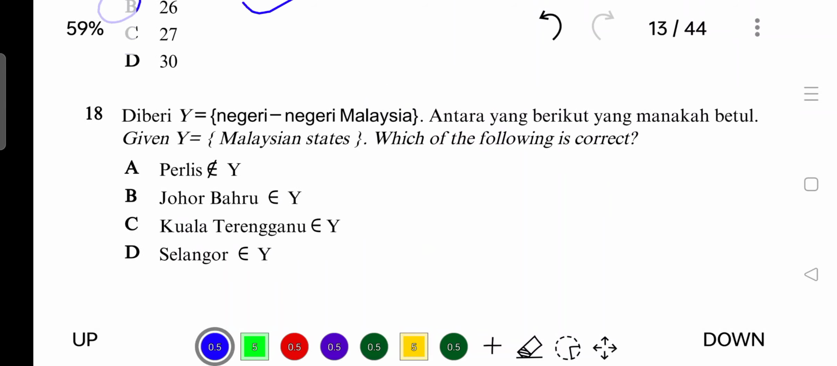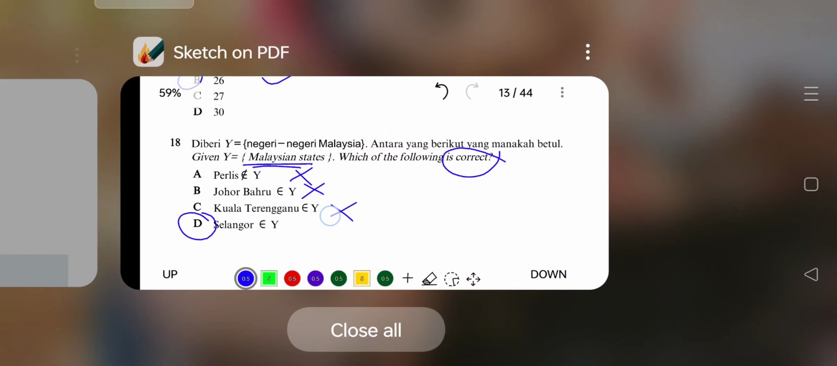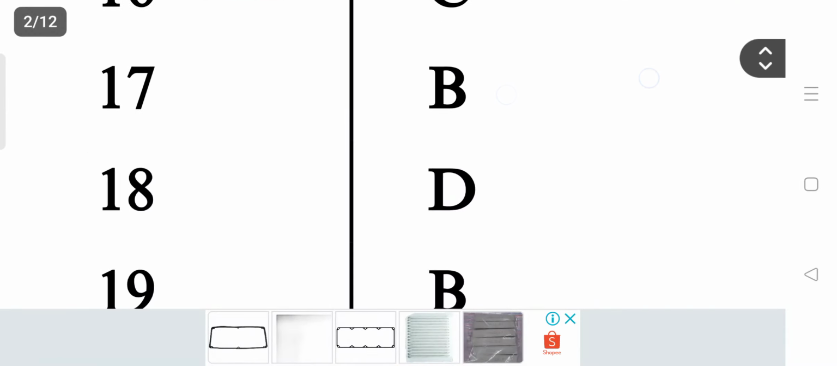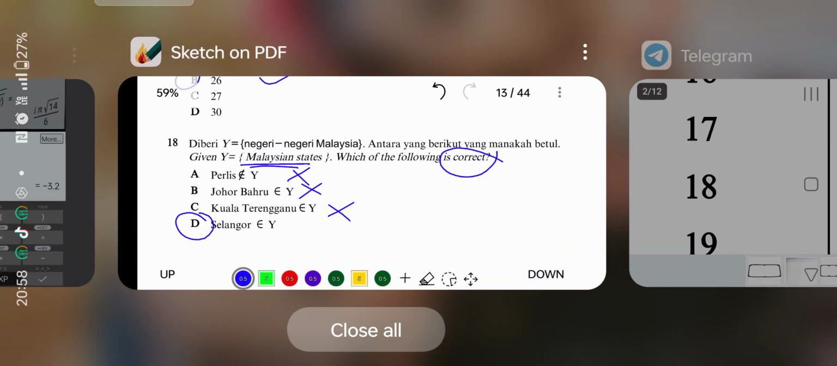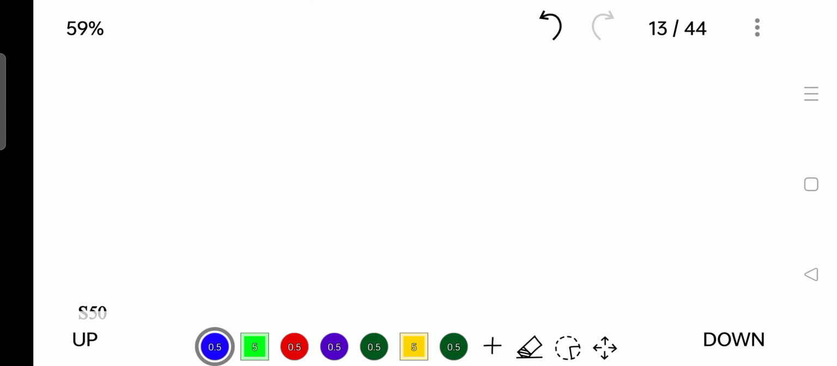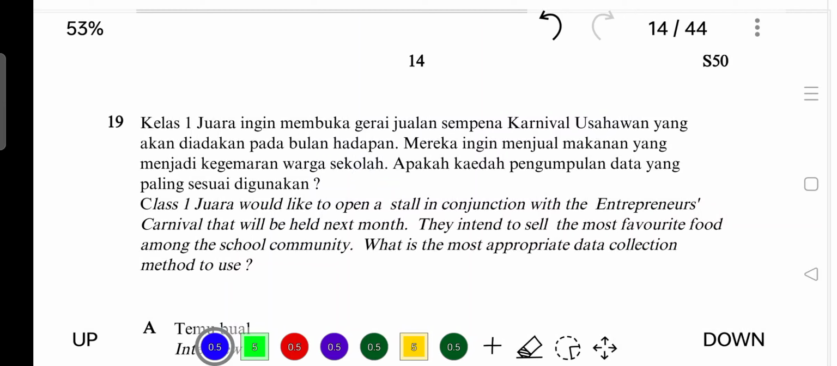We are finishing it. Woohoo! Okay, let's go. Which of the following is correct? Y is the set of Malaysian states. Is Perlis in Y? Of course it is. It's one of the states in Malaysia, right? Is Johor Bahru one of the states? Nah. Is Kuala Terengganu? No. Is Selangor? Which one is correct? This is wrong as well. Is Selangor in Y? Yes, it is. You just have to look carefully because the question is a little bit tricky. Alright? The answer is C. Okay. And question 19. We are finishing.